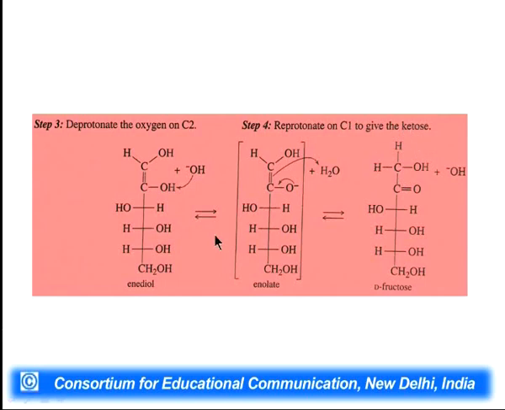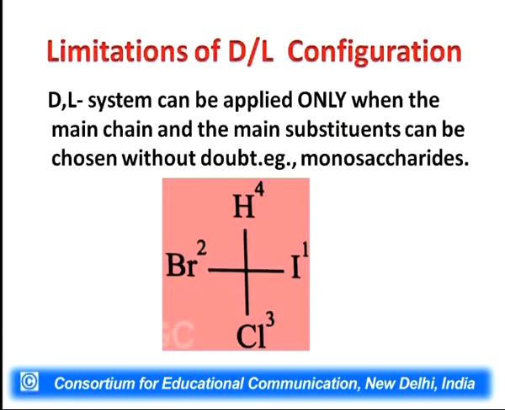So when the reaction takes place at the C2 carbon, we get fructose. That is, the reprotonation in this case will take place at the C2 carbon, resulting in the formation of fructose. That is how one epimer converts into the other epimer, that is, glucose changes into mannose, and glucose by enediol rearrangement converts into fructose. Similarly, if we take fructose in an alkaline medium, fructose can also undergo epimerization and enediol rearrangement in a similar way. Now let us talk of the limitations of the DL configuration.